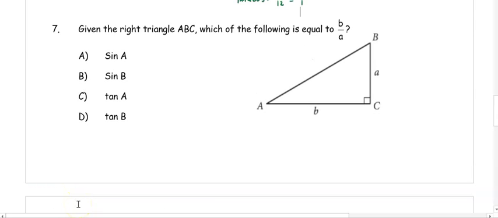In number 7, we want to find which of the following is equal to B over A. So I'm going to add another letter for our third side here and call this C. The sine of A is equal to the opposite over the hypotenuse, which is A over C, not what we're looking for. The sine of B is B over C, again, not what we're looking for. The tangent of A is A over B. We want the reciprocal, which is going to be the tangent of B.